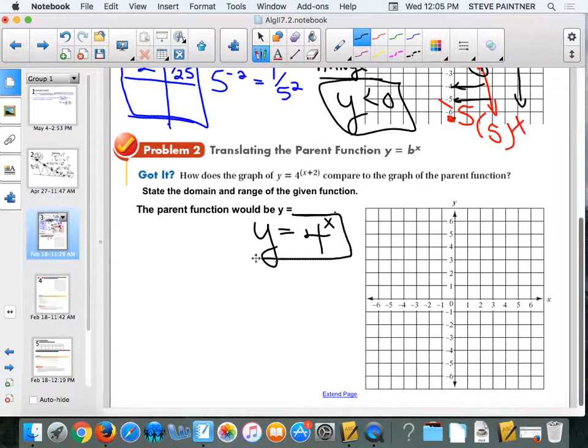This is the parent, and this is what's happening to the parent. And when you wrap the x in parentheses and you go x plus 2, which way do I go? That's a right or left movement, and we said it's the opposite of what you think. Plus 2, seems like it's this way, it's left. So this is going to go left 2. Would you please graph that and then move it left 2?